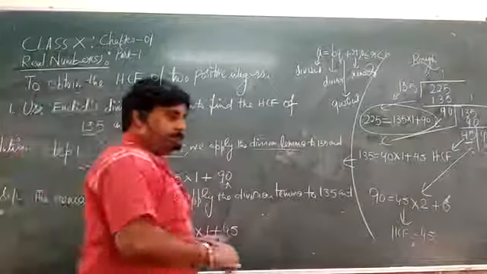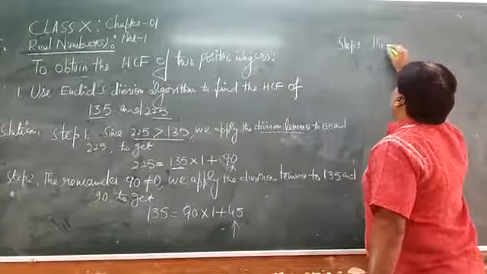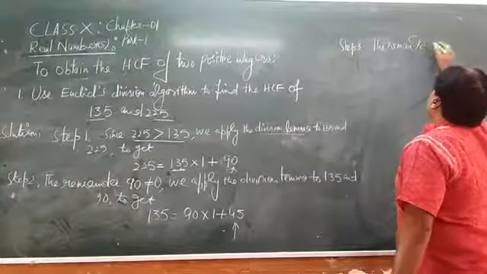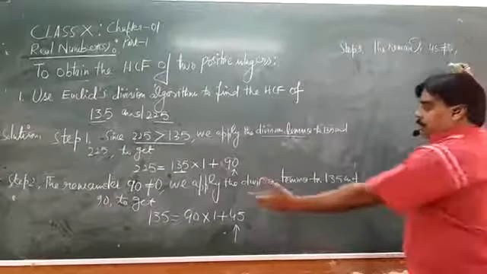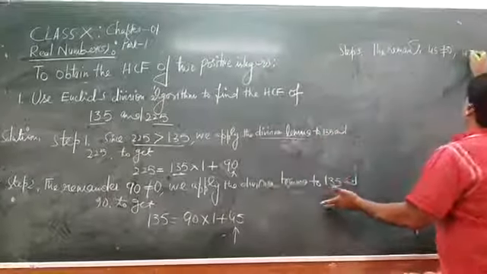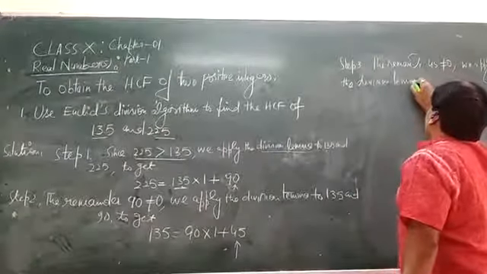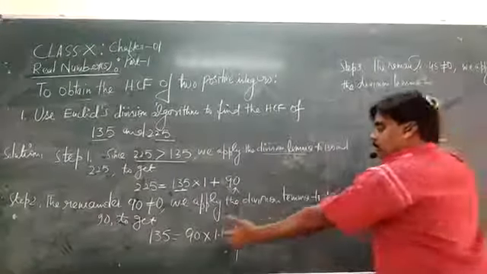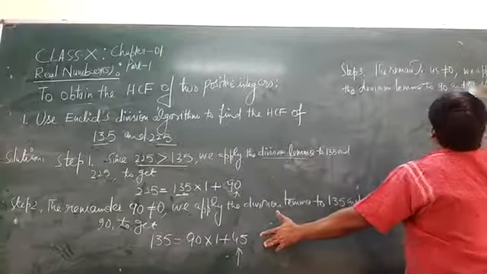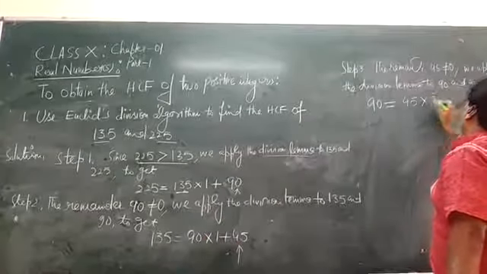So in step 3, look here, 45 is not equal to 0. So in step 3 we will write the remainder 45 is not equal to 0. Same, like we write, we apply the division lemma to 90 and 45 to get, so 90 is equal to 45 into 2 plus 0.